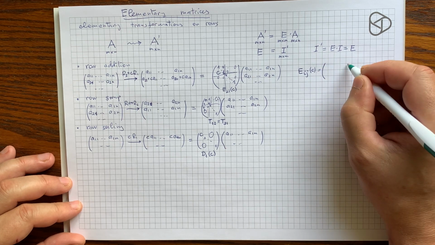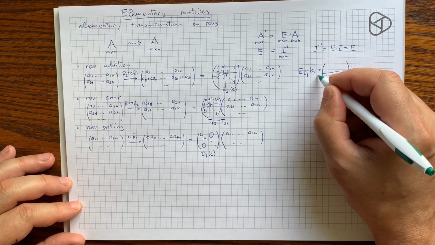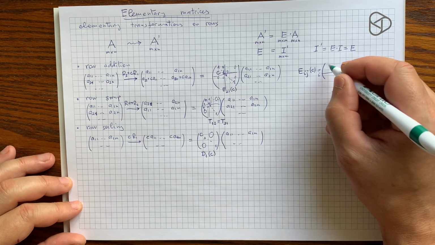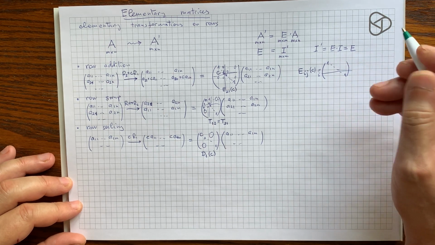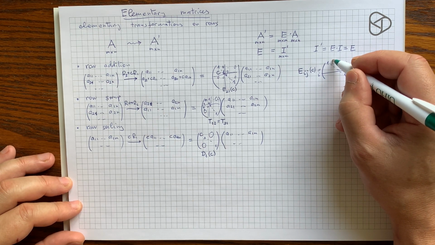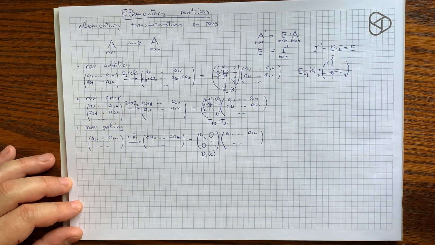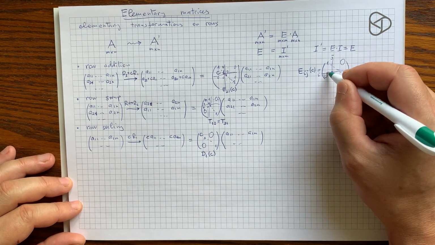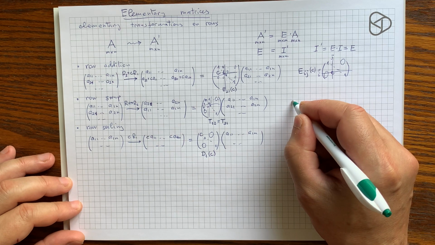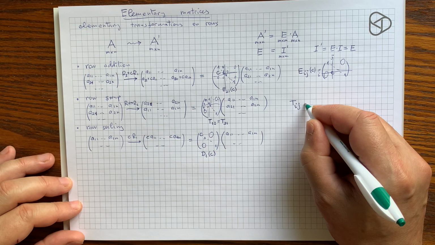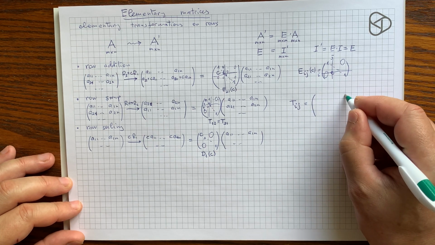The corresponding elementary matrix, if we are transforming row I with the help of row J, will have ones everywhere on the diagonal and only one non-zero position at the intersection of I and J, and this entry is C. The rest are zeros.